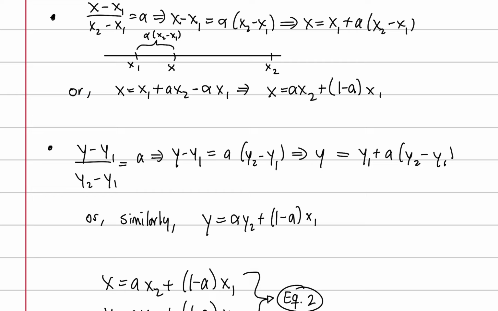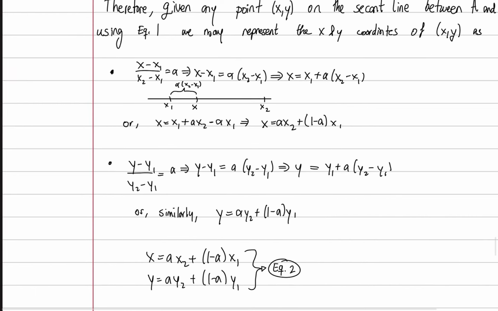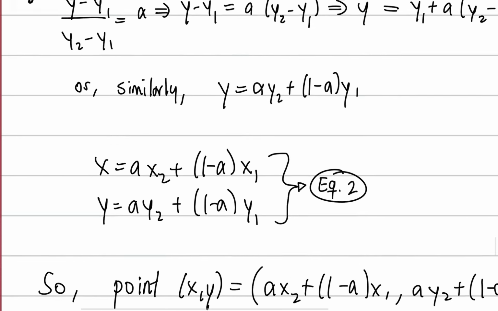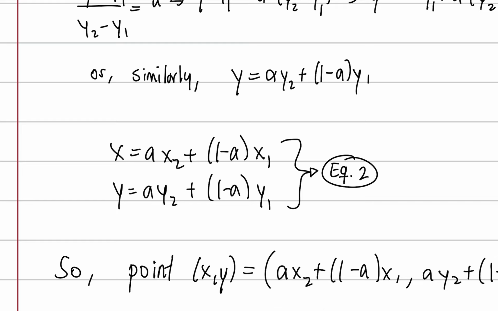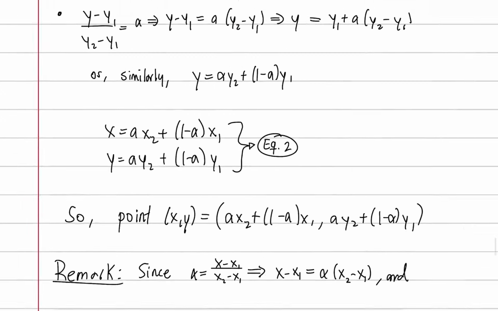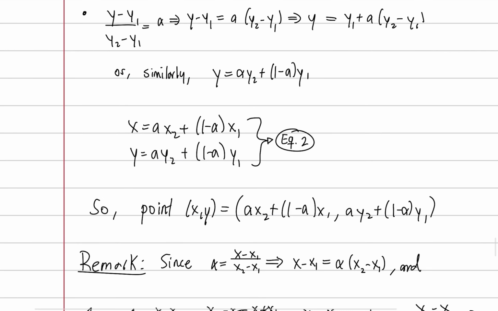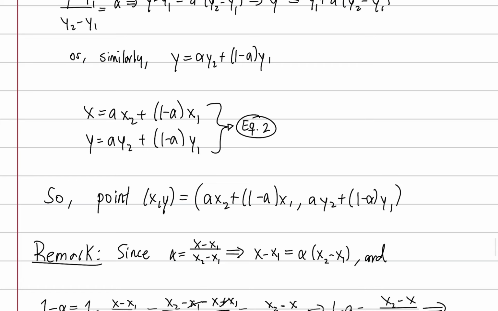Sorry, y1, right? So what we're going to get here is the following two equations, equations 2. So keep that in mind. This is our x and this is our y. So what we've accomplished is to express x comma y, any point, as simply the following: alpha x2 plus 1 minus alpha x1, comma alpha y2 plus 1 minus alpha y1.